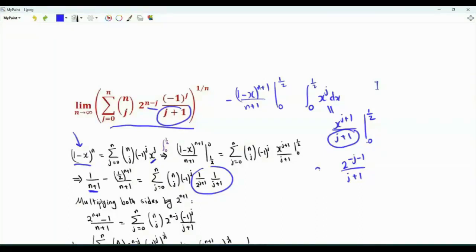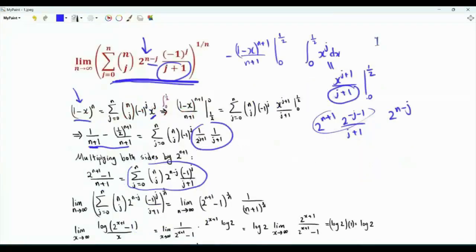If we multiply both sides by 2 to the power n plus 1, we get 2 to the n minus j. On the left-hand side, we get 2 to the n plus 1 minus 1 all over n plus 1. This is exactly what we have here. Raise both sides to the power 1 over n, then take the limit as n tends to infinity.